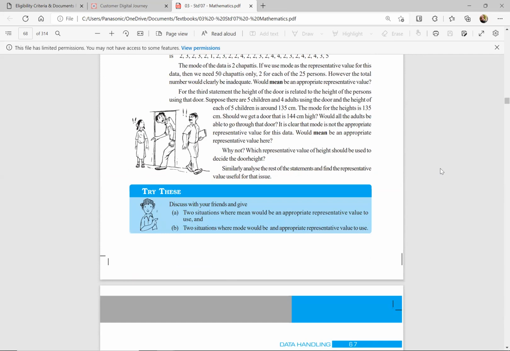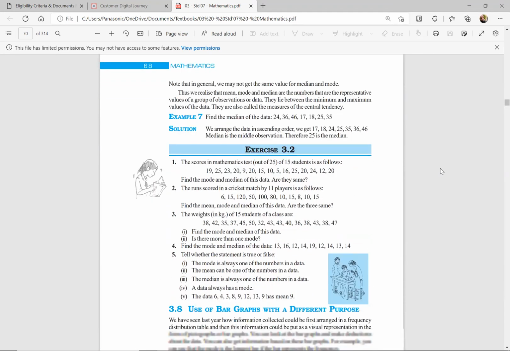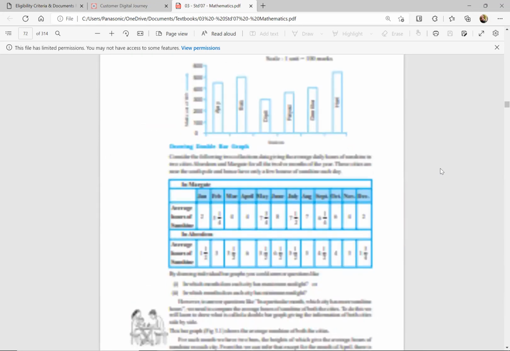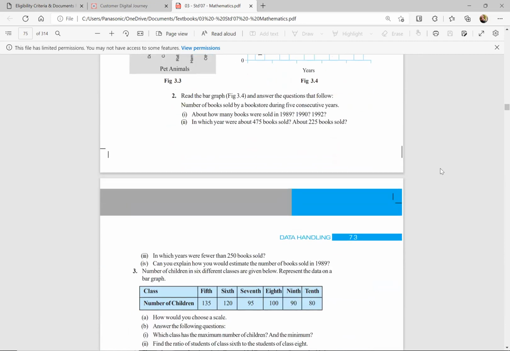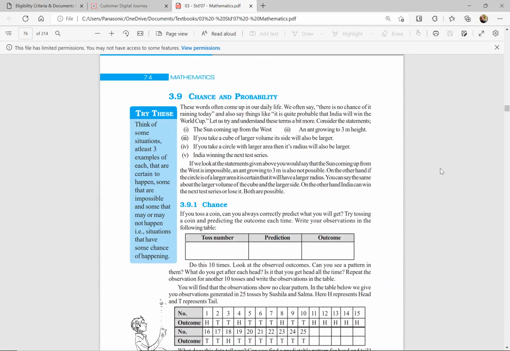Hiba, can you speak a little bit louder? I couldn't hear you. Sorry. I learned to do the double bar graph. Yeah, so we did the double bar graph. Any doubts from this chapter? Oh yeah, we didn't do chance and probability. We were just going to do that. We had just started with that. And I also gave you an activity, if you remember. Do you want to do chance and probability now or later?